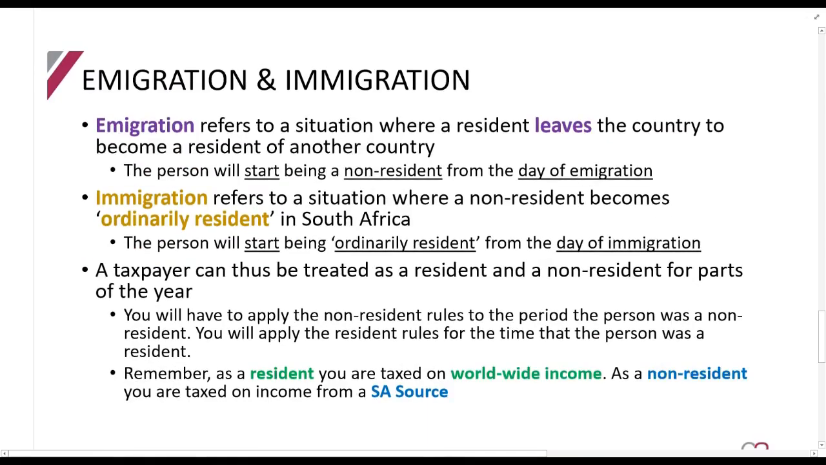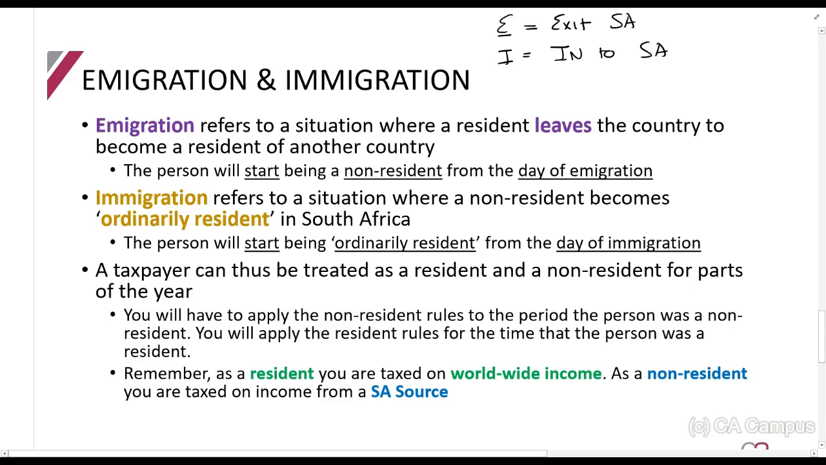Okay, so let's talk about emigration and immigration. First up, in case you get confused: emigration starts with an E. It is when you exit South Africa. Immigration starts with an I. It's when you come in to South Africa. So if I emigrate, it means I'm leaving South Africa, and if I immigrate, it means I'm coming into South Africa. So you just need to read it carefully.